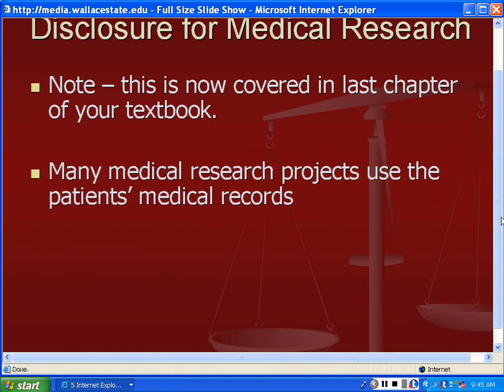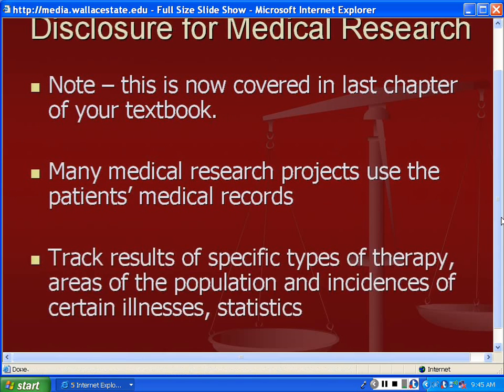But as far as release of information or access to medical information for medical research, there are many medical research projects that only use patient records. This is done to track the results of specific types of therapy, areas of the population, and instances of certain illnesses for statistical purposes. And if that information is de-identified and nobody can tell, it's not really interested in that particular person, then that's not a problem.